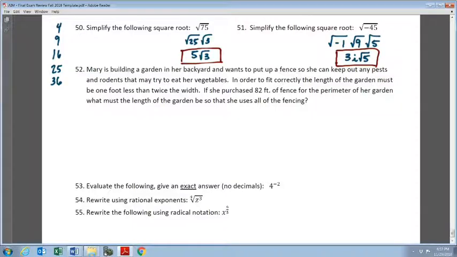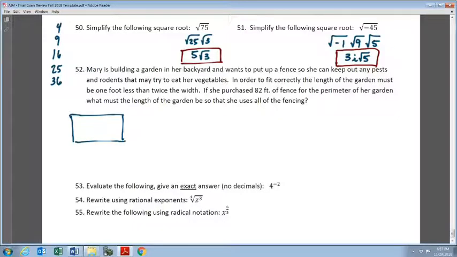All right, number 52, we've got a garden. We're going to put up a fence. It says in order to fit correctly, the length of the garden must be 1 foot less than twice the width. If she purchased 82 feet of fence, that's going to be our perimeter. For the perimeter of her garden, what must the length of the garden be so that she uses all of the fencing? All right, well, let's see.